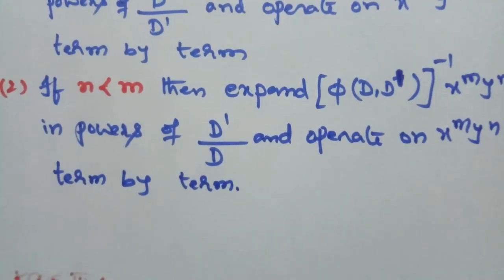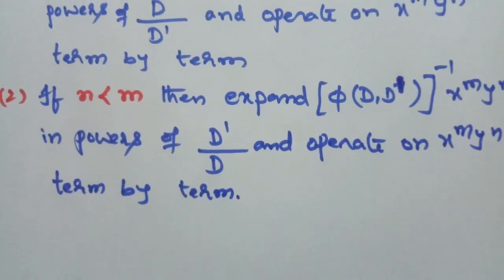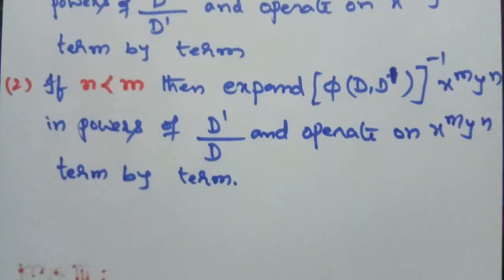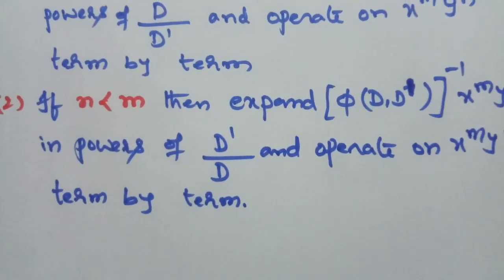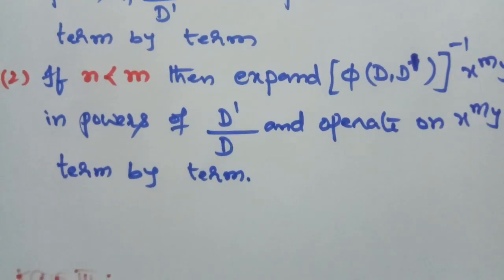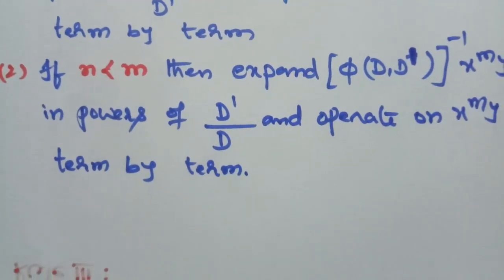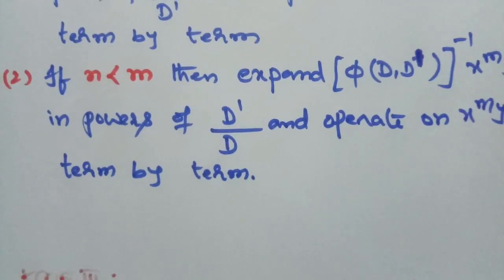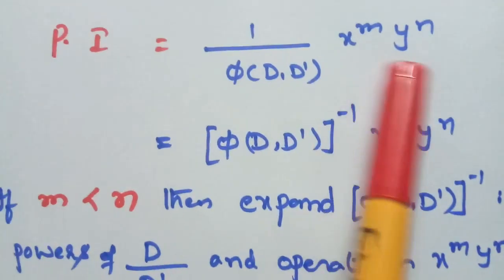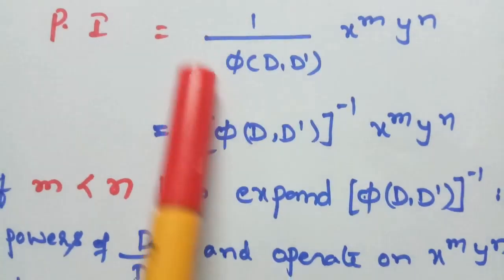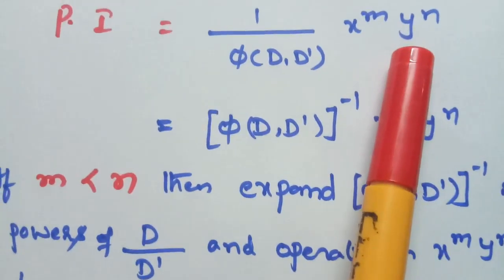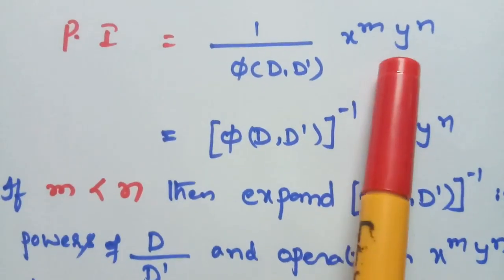So first write down the particular integral, that is 1 by phi of D, D dash, symbolic coefficient of z, symbolic coefficient of the homogeneous linear higher order partial differential equation, and f of x comma y, x power m into y power n. So this is the formula to find the particular integral in the case of f of x comma y equal to x power m into y power n.